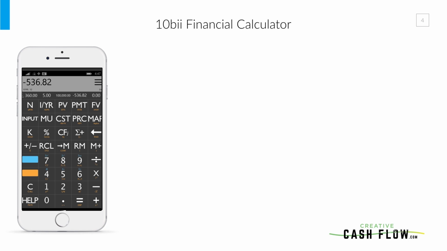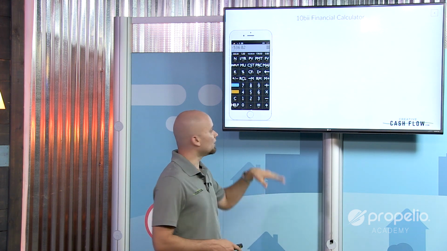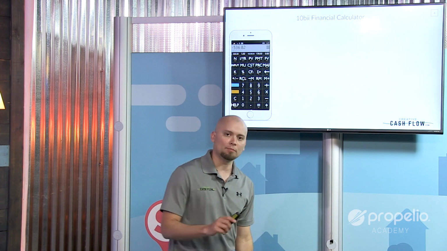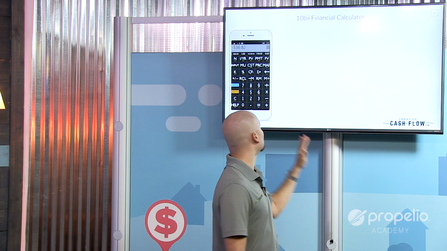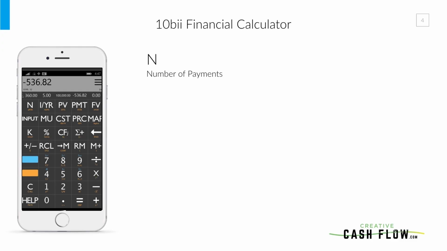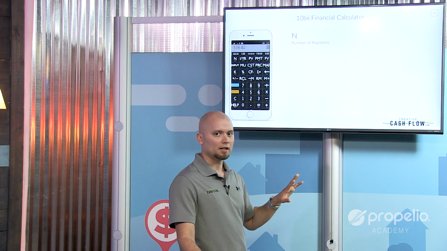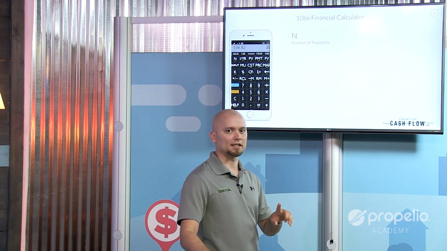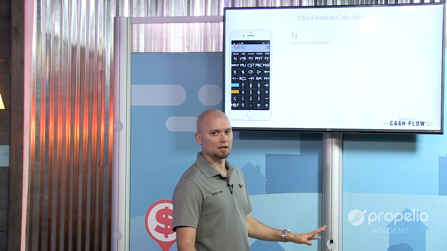It may look a little confusing. Obviously, yes, it does look a little confusing, but what I'm going to tell you is the only thing that matters is that top row. That top row is the only thing that we care about, where it goes from N to FV. Other than the numbers, that's really the biggest thing for us. So let's go through what those are real quick, and then we'll skip on into the rest of the analysis, and you can watch the 10b2 video for specifics on it.